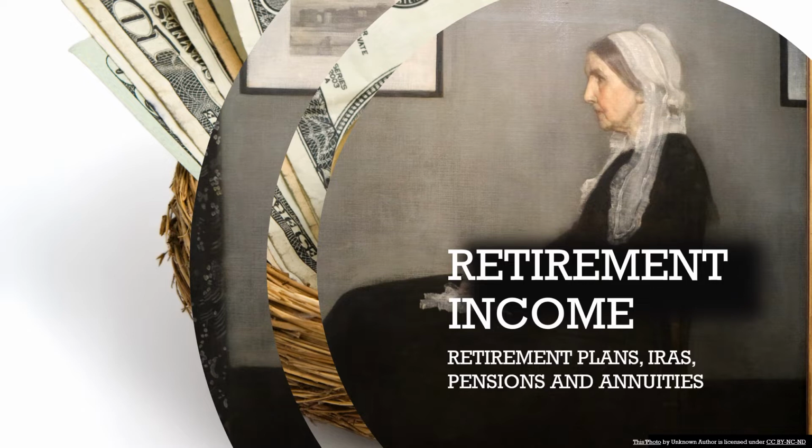Today, we're going to continue that discussion by talking about retirement income, which can include things like employer-sponsored retirement plans and pensions, as well as IRAs, which are individual retirement accounts, and annuities, which are sometimes a type of financial product that's offered by insurance companies.